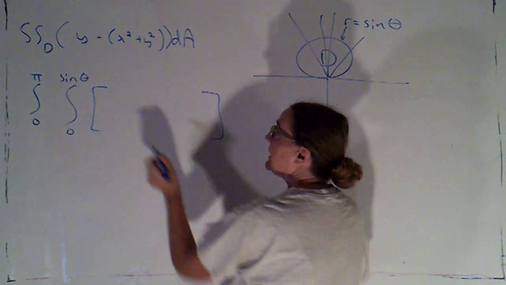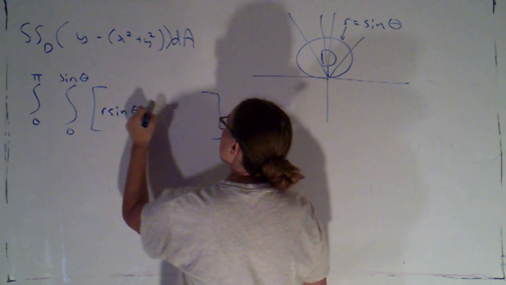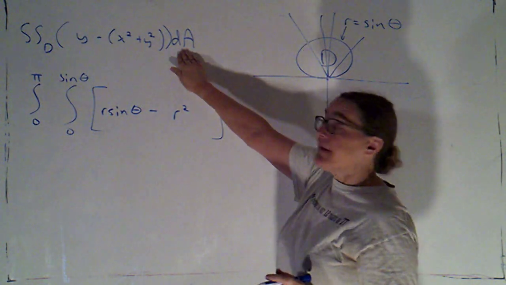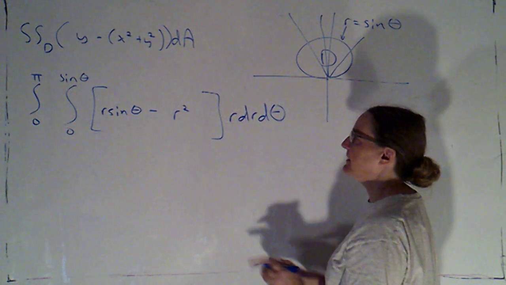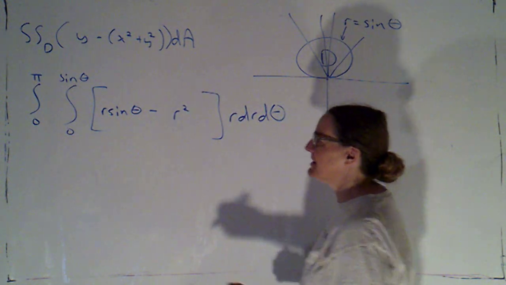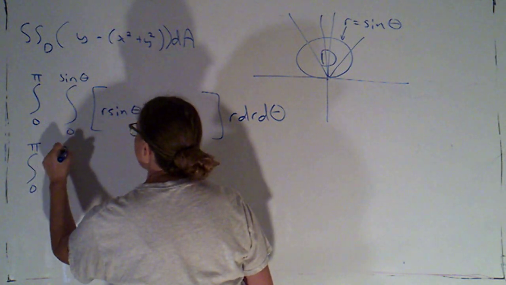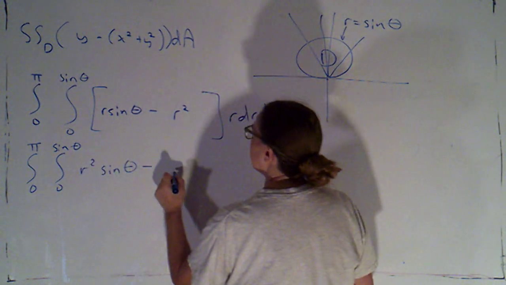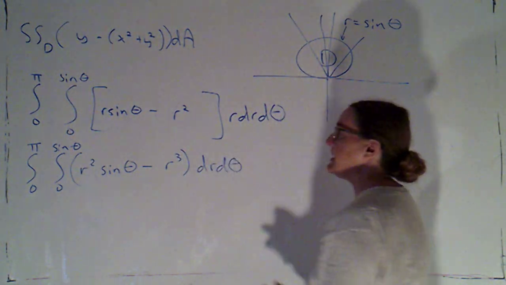Now, I'm going to rewrite my integrand in terms of polar coordinates. So y is r sine theta minus x squared plus y squared is just r squared. And then don't forget dA is r dr d theta. So I need to distribute that r before I'm ready to actually do the integration. So I've got the integral from 0 to pi, integral from 0 to sine theta, r squared sine theta minus r cubed dr d theta.